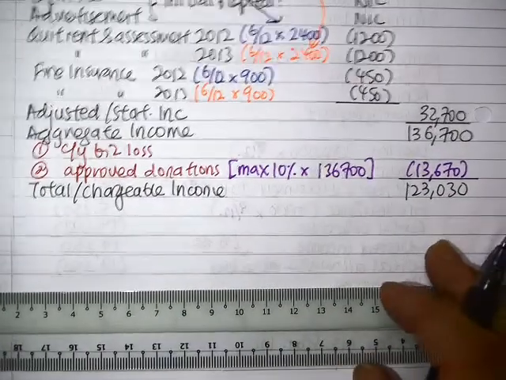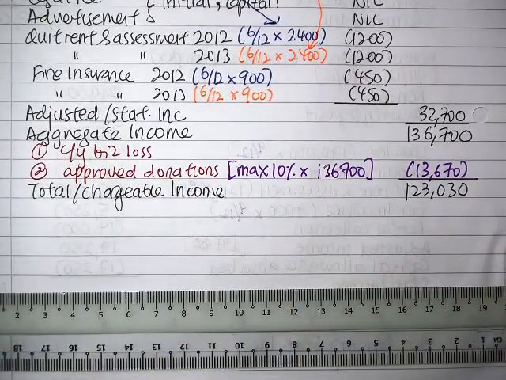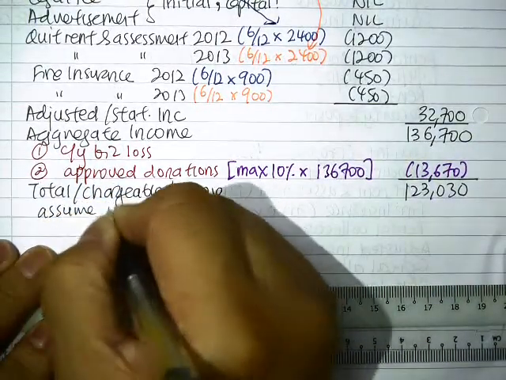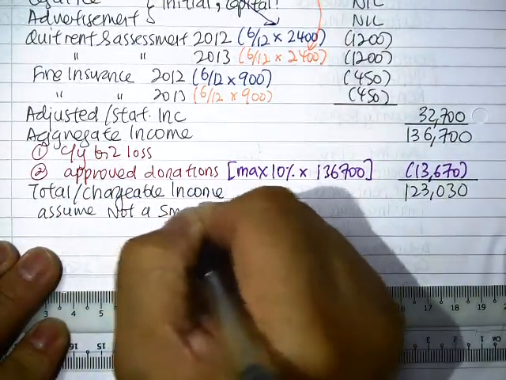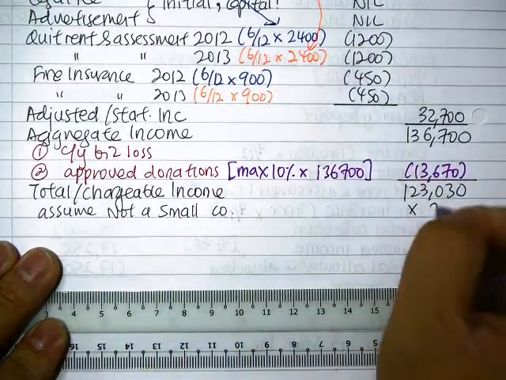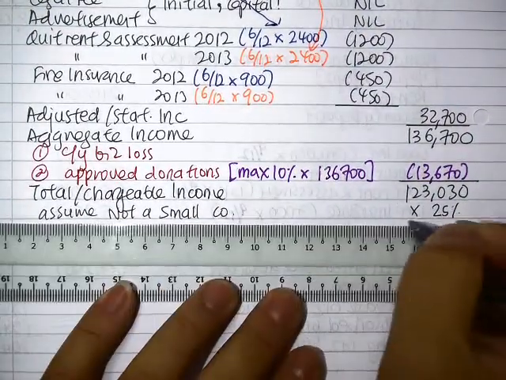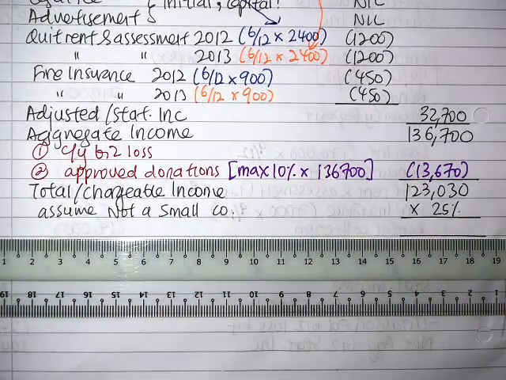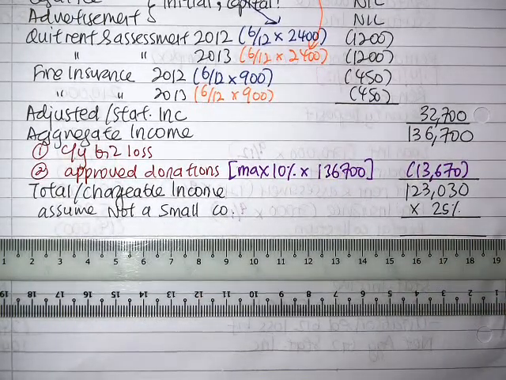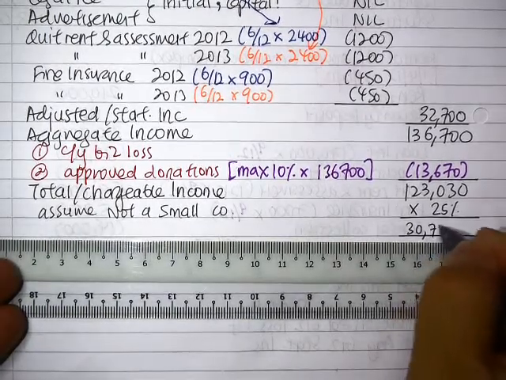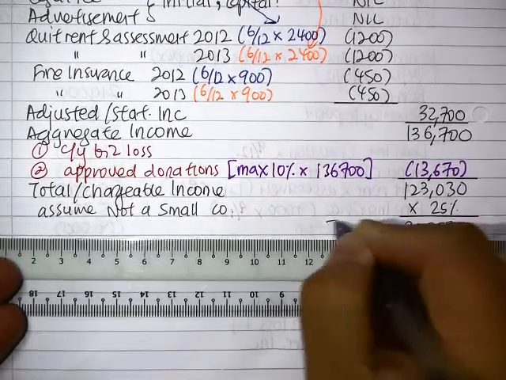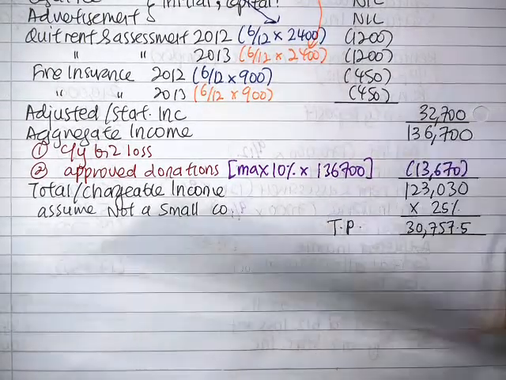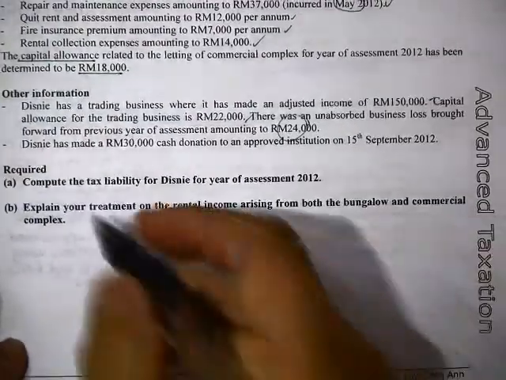Alright, the size of the company is not told, but we just make an assumption. Okay, so we can just assume that this is not a small company. So tax rate will be 25%. Right, so guys, here we go. So the tax is this. Alright. Okay, so basically that's the answer to part A, the tax liability.